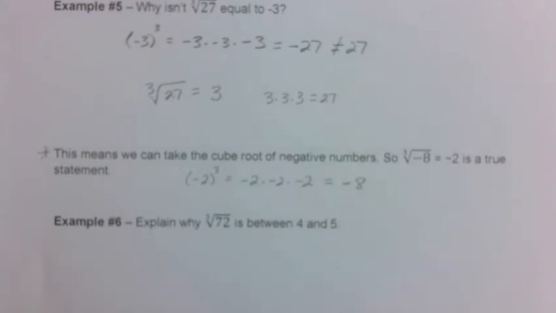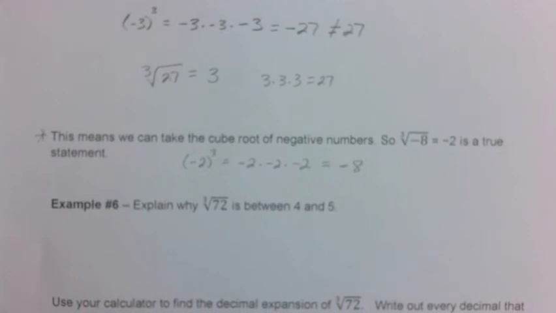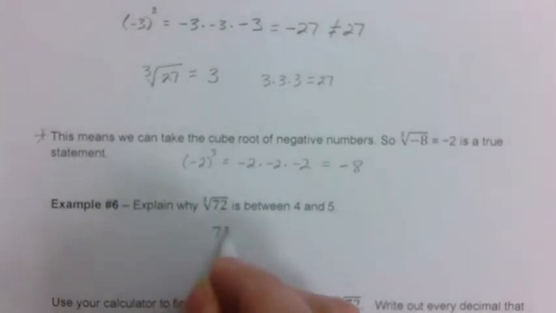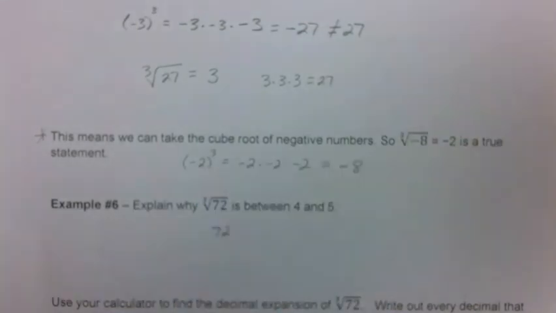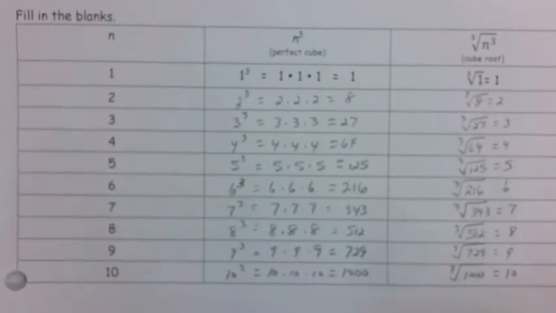Our next example says to explain why the cube root of 72 is between 4 and 5. This is like when we were doing the square roots, between which numbers was it between. 72 is not a perfect cube. If we were to look at our chart of the perfect cubes, 72 is not going to be on that list. Here's our list of perfect cubes.